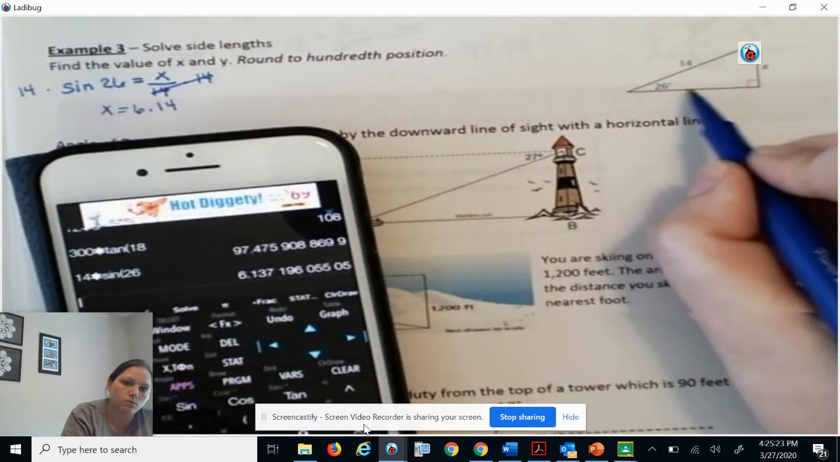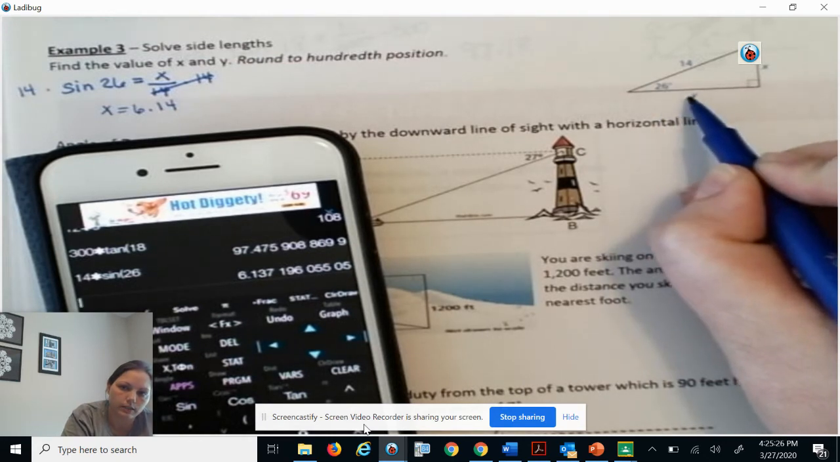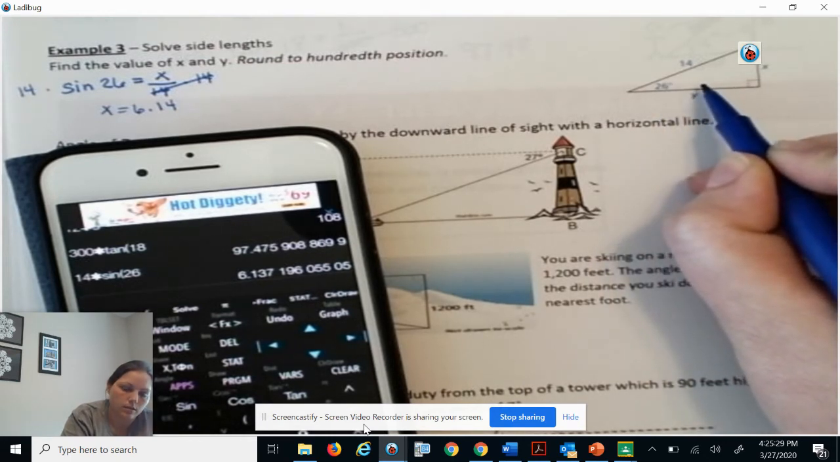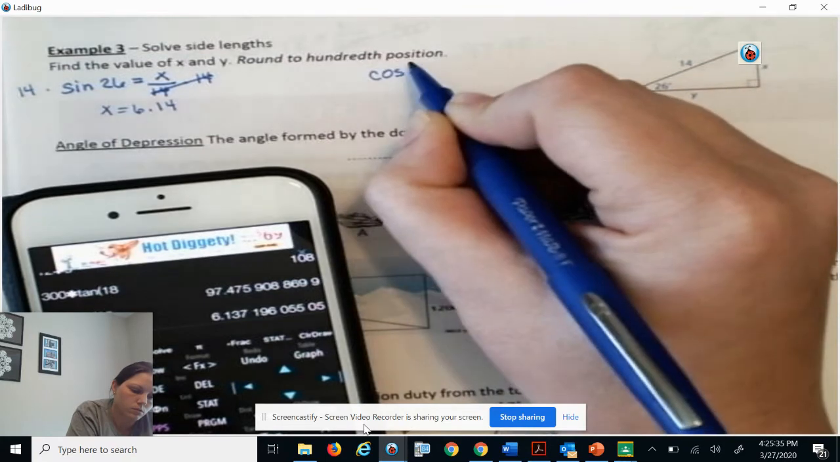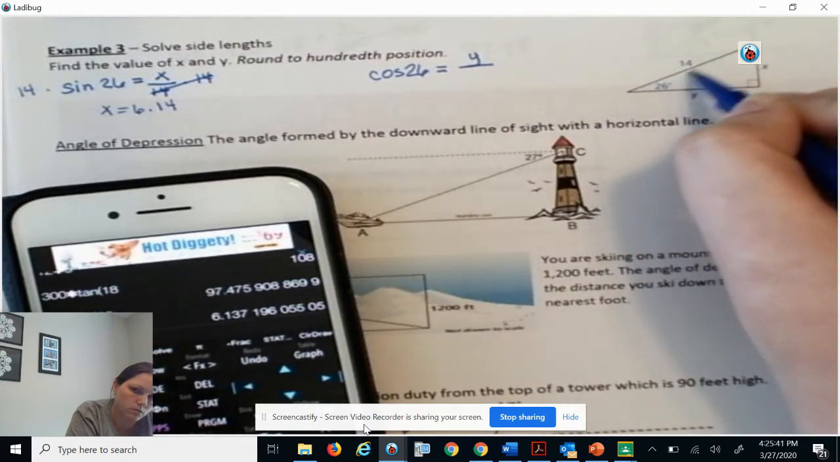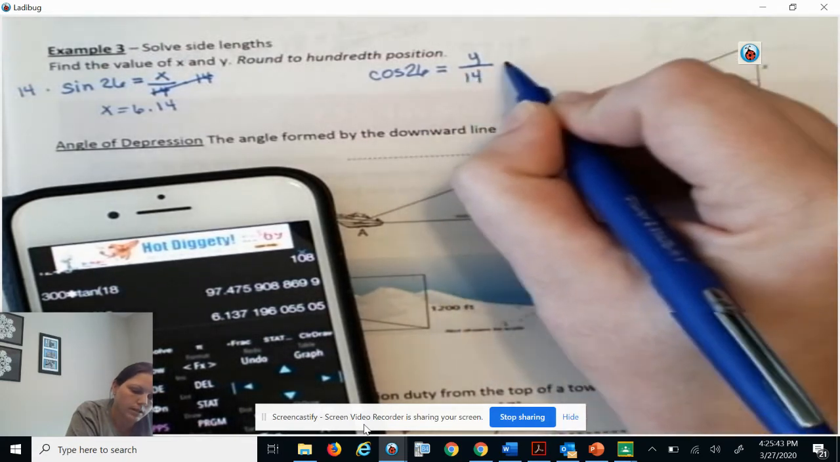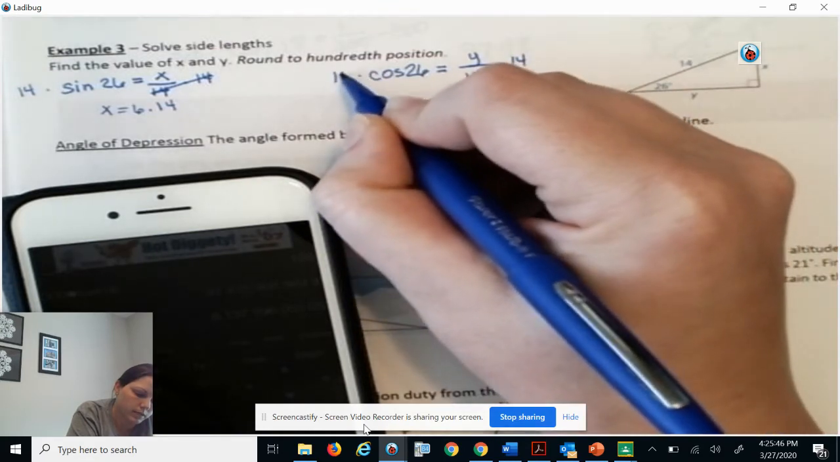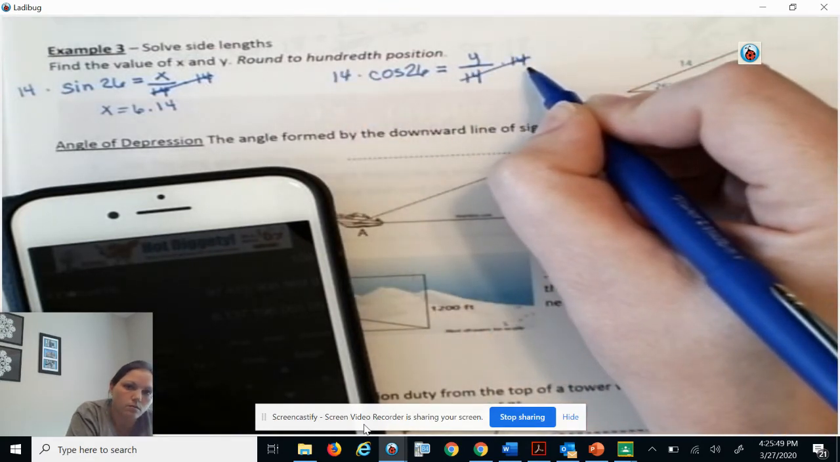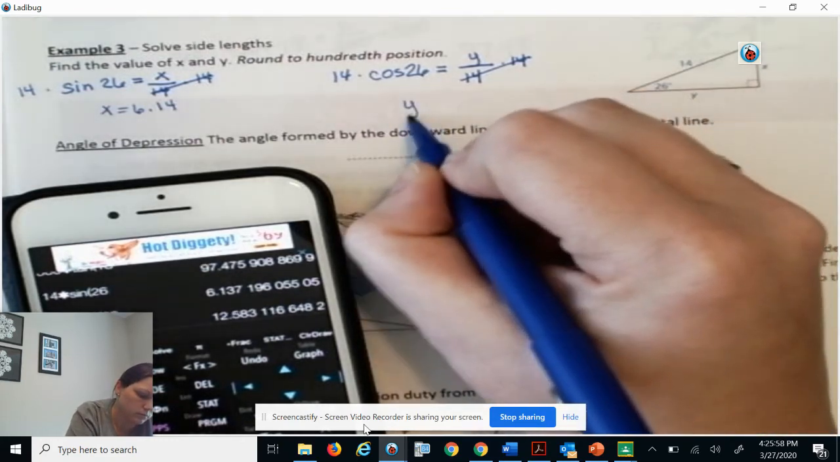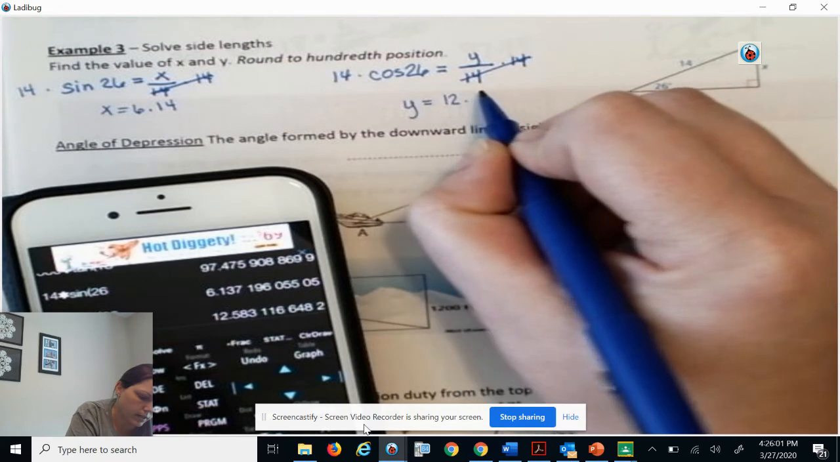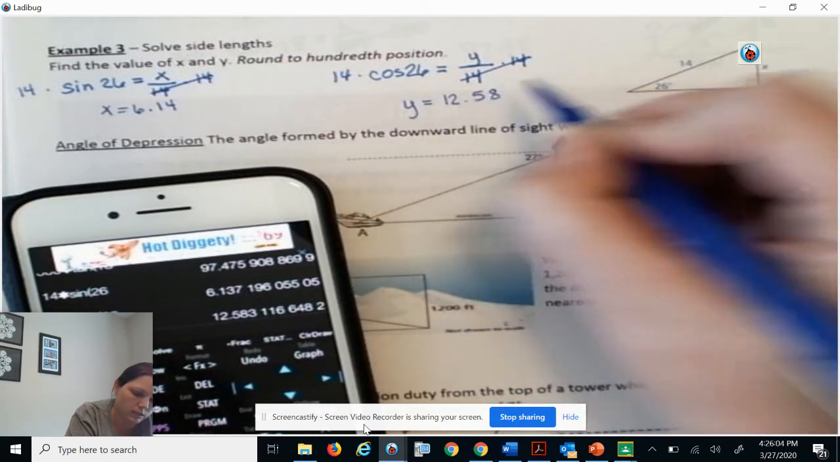Okay, and then we want to look for y. Well, y is the adjacent leg, and using adjacent means we have to use cosine. Our angle measure is 26. Adjacent is y over the hypotenuse, which is 14. Cancel the fraction by multiplying on both sides, and then we put this in our calculator, 14 times cosine of 26. y equals 12.583, so that stays an 8.